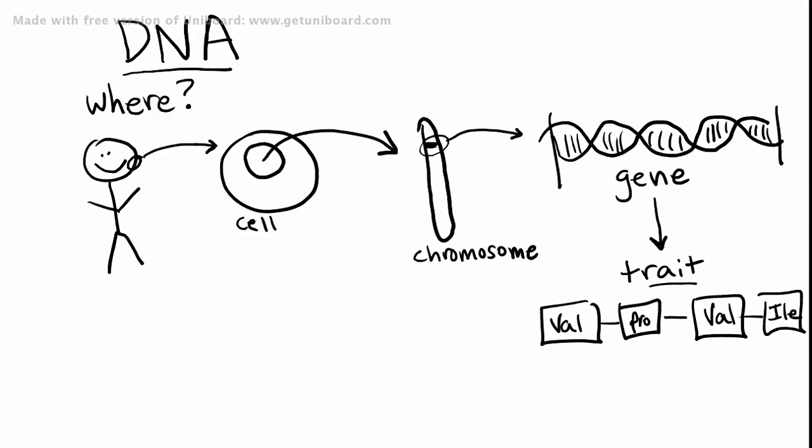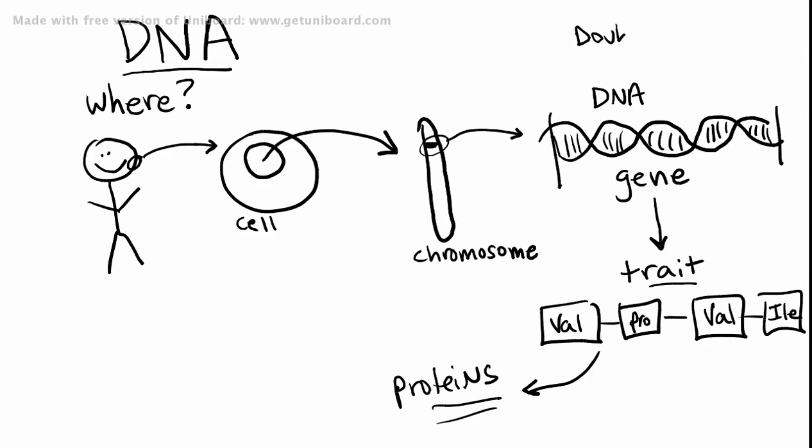These are an amino acid chain right here, and this codes for proteins. Amino acids are the building blocks for proteins, and proteins are what makes your traits. So this DNA code up here, this DNA double helix, that's the shape of it. It codes for a specific trait, and the amino acids give you specific proteins.